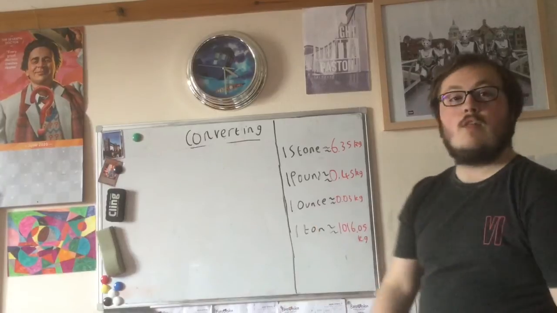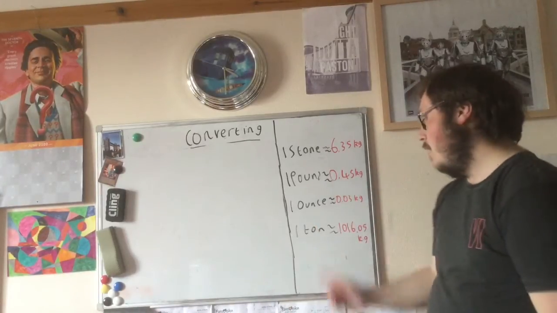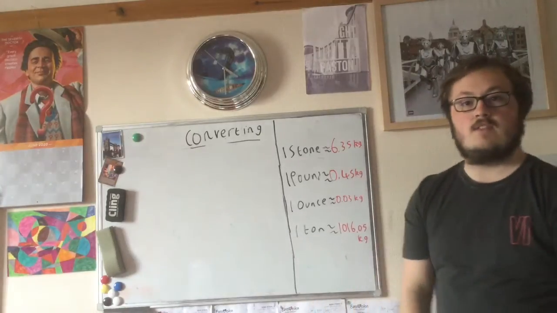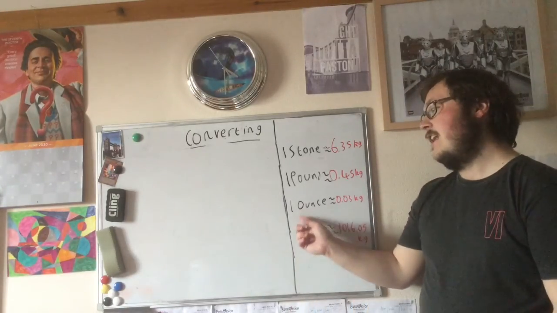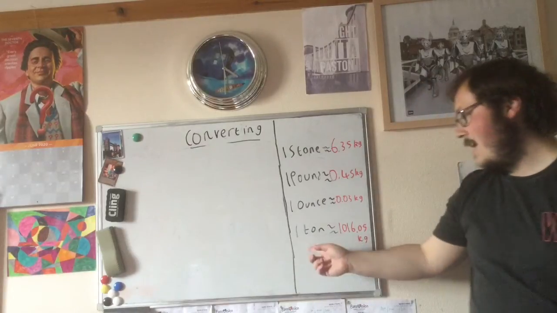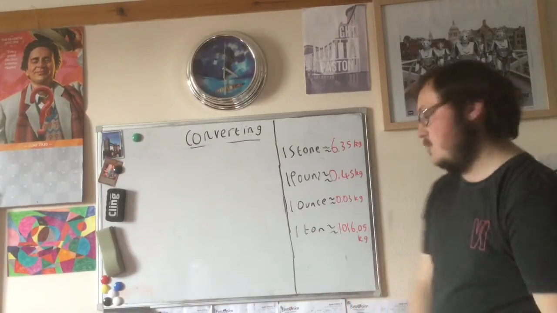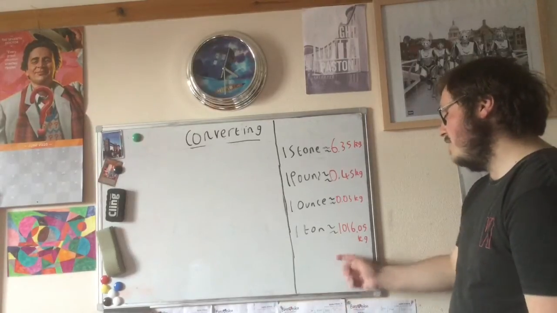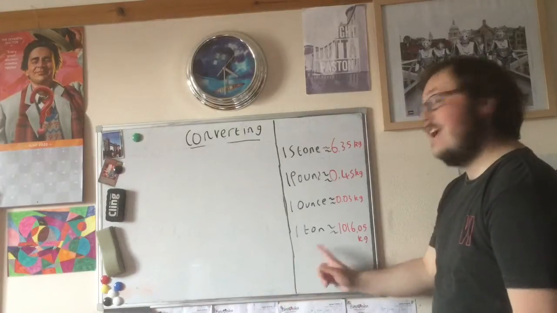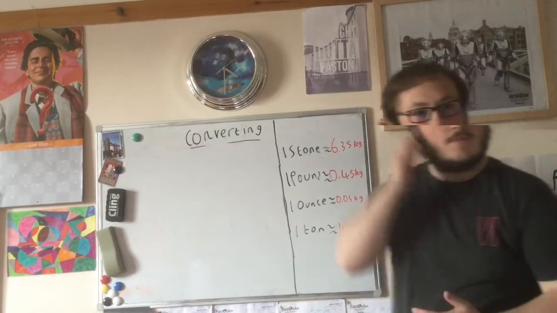An ounce, now that is very small. That is around 0.03 kilograms, which is about 15 ounces make up a pound. Okay? And a ton, which is the biggest measurement, is 1016.05 kilograms. That is huge.